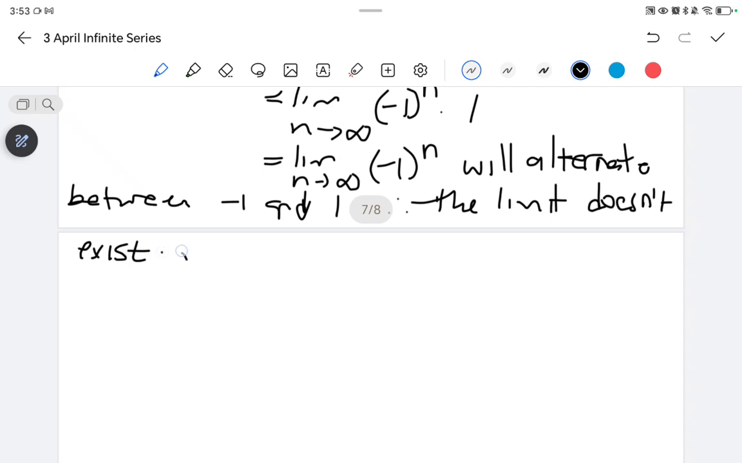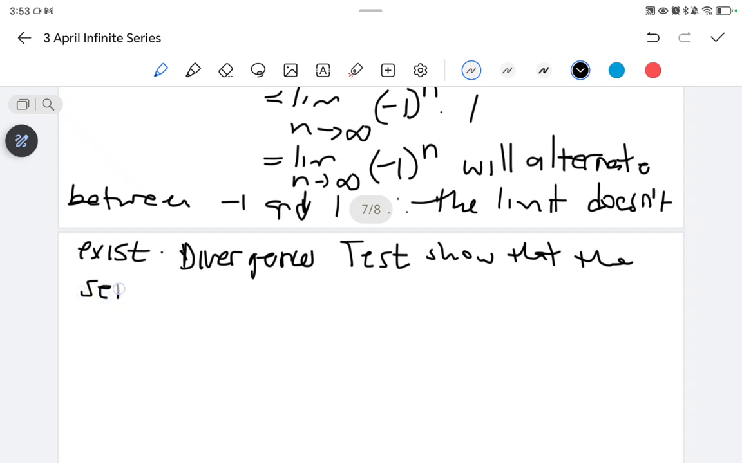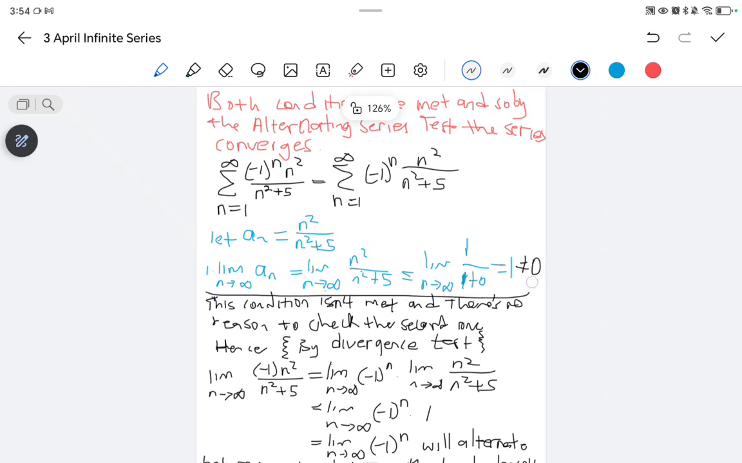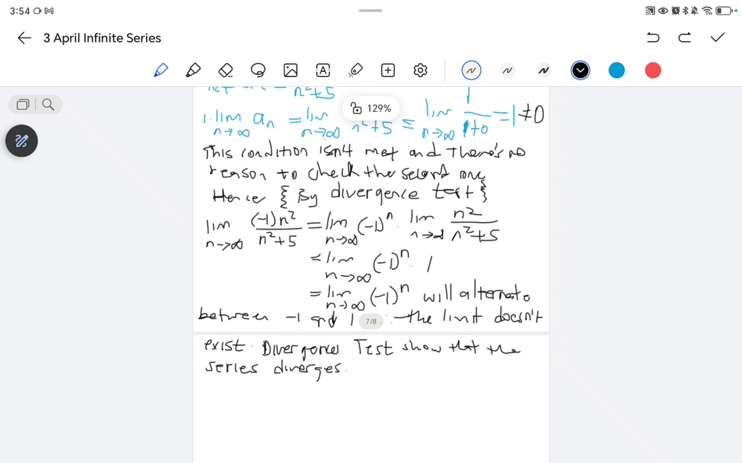So we can say that the divergence test shows that the series diverges. Yes, I just confirmed that. You can just take the question from here and ask, are you allowed to deduce that this thing diverges? If it says yes, then you're good to go. But if it says no, you can meet these conditions.